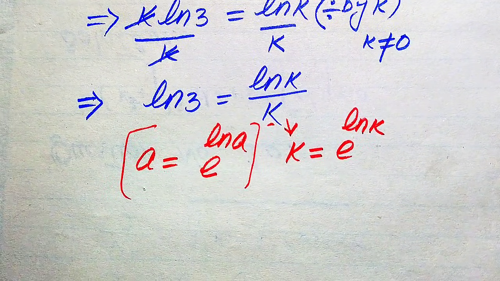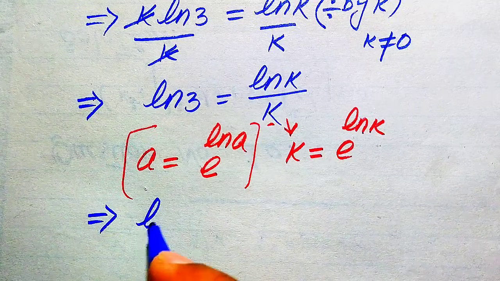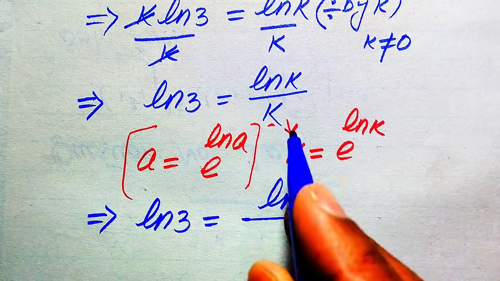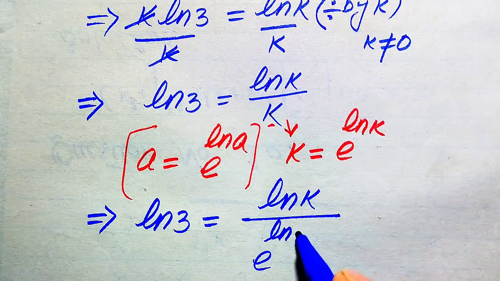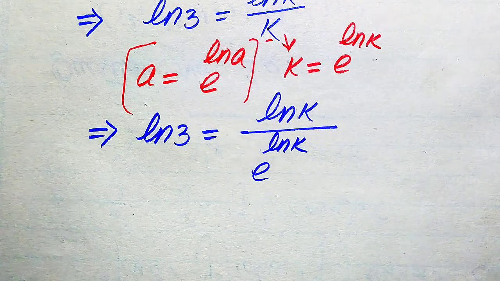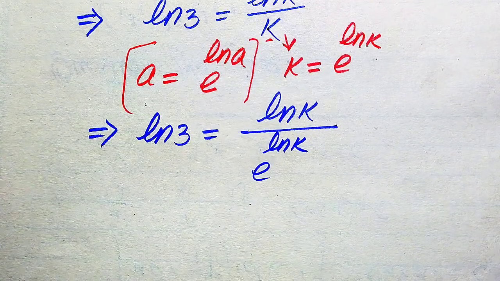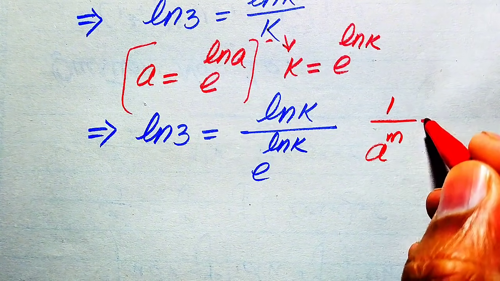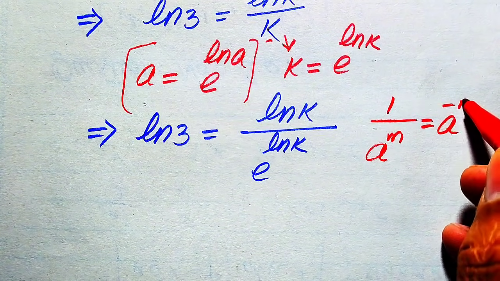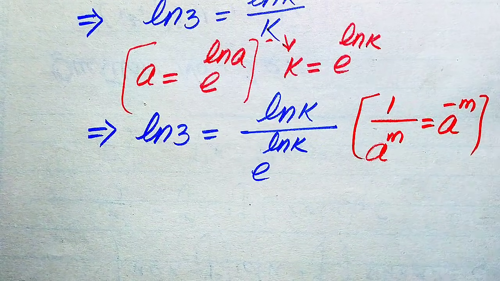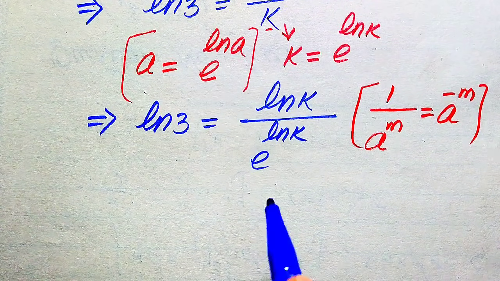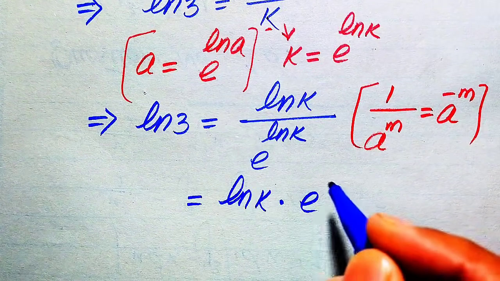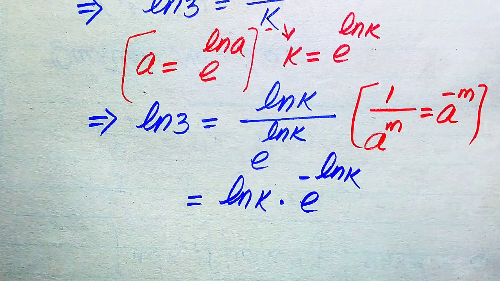So the above equation becomes log of 3 equals log of k divided by e to the power of log k. You see here this term lies in the denominator, and here we use the exponential law. You know that if we have 1 over a to the power of m, when we move it upward, it becomes a to the power of minus m. According to this rule, when we move e to the power of log k upward, it will be written as log of k multiplied by e to the power of minus log of k.